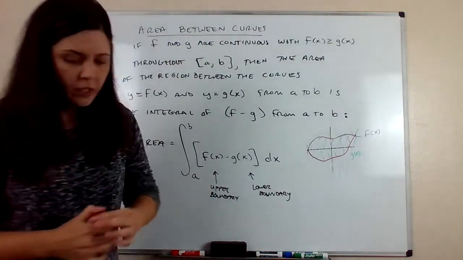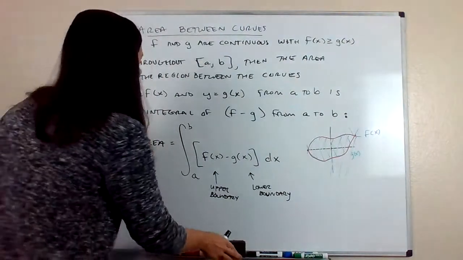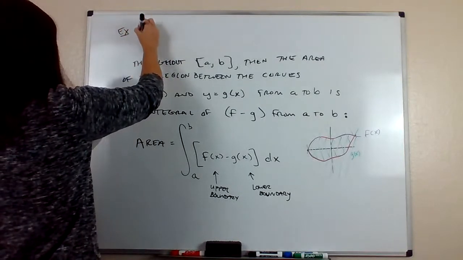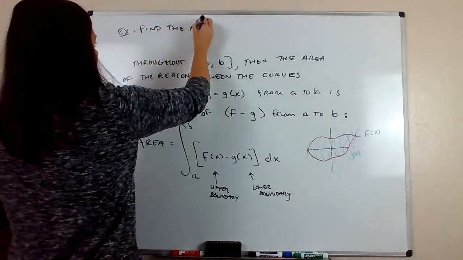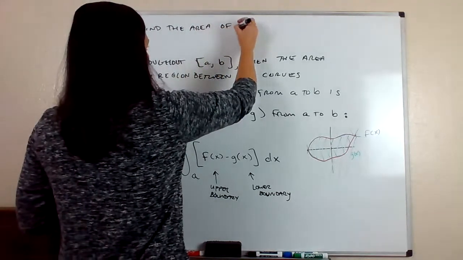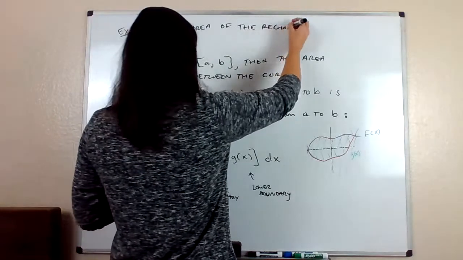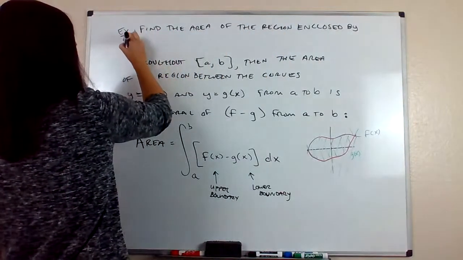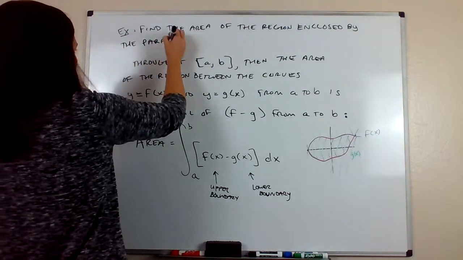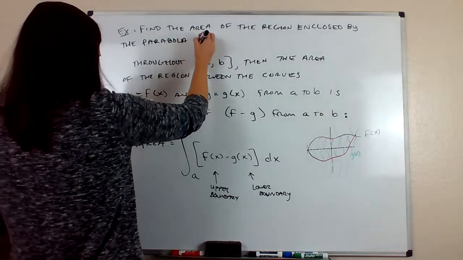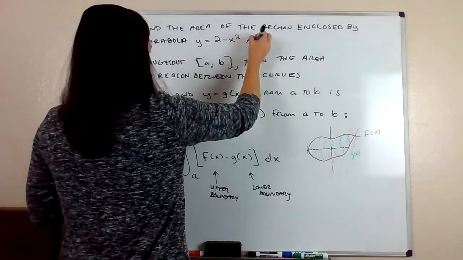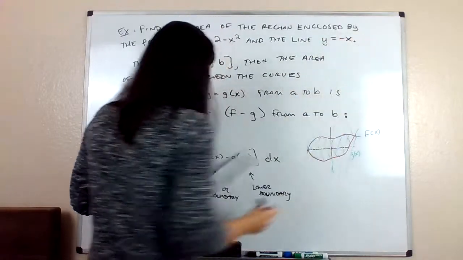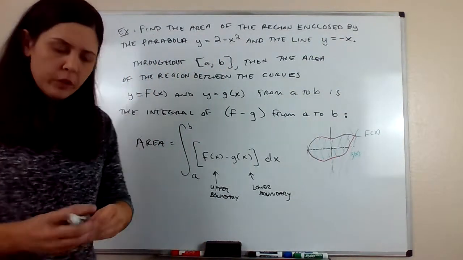So let's jump right into it and try out an example. Let's say we want to find the area of the region enclosed by the parabola, which is y equals 2 minus x squared, and the line y equals negative x. I'm going to draw this one for you so you can visually understand what's happening.